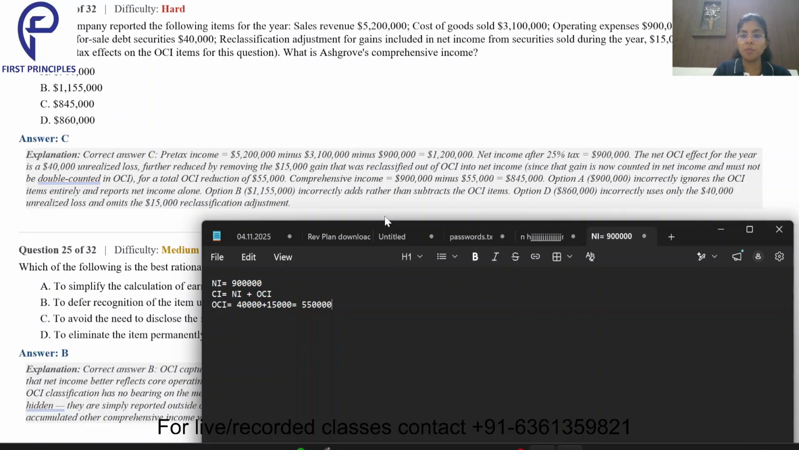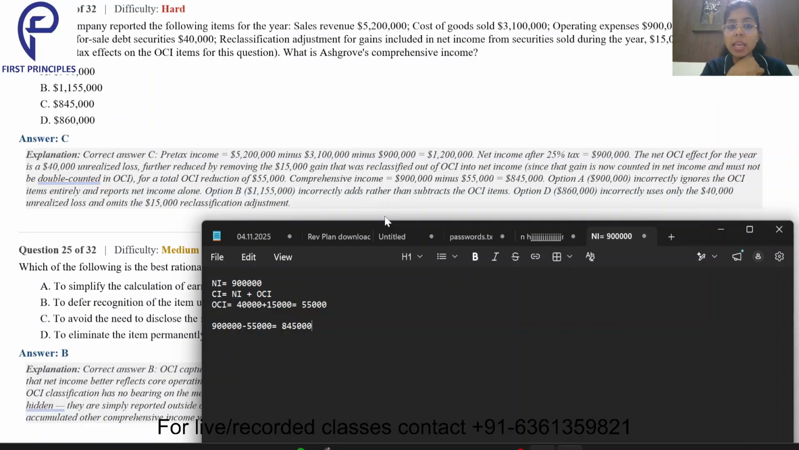55,000 should be removed, so that means my OCI should be what? Okay, this should not be 5,50,000, this should be 55,000. So what I should do? 9 lakhs minus 55,000 will be 8,45,000. 8,45,000 is going to be my comprehensive income.